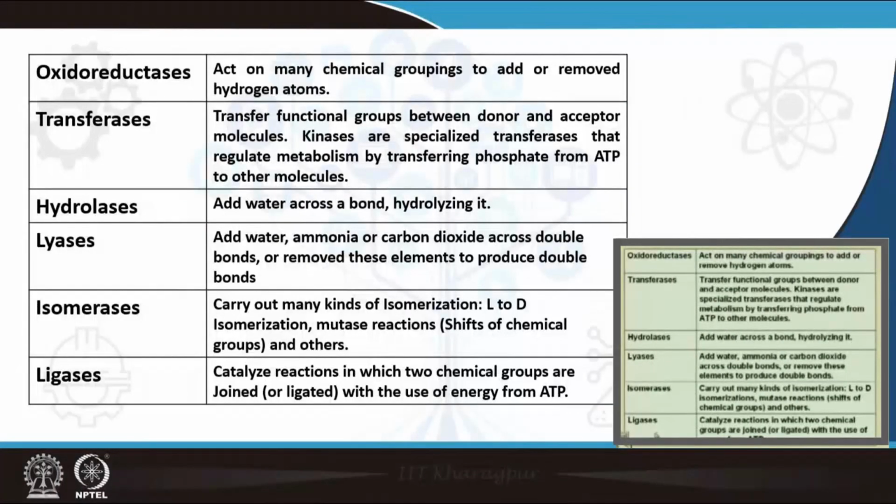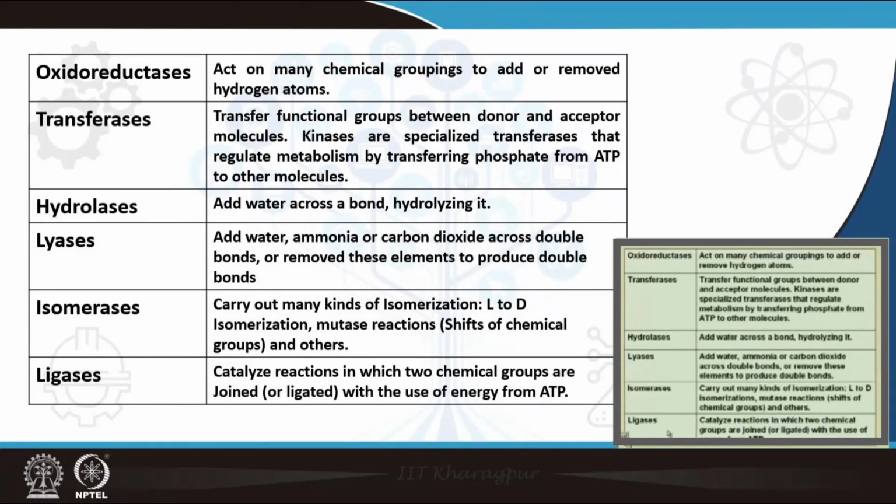Ligases. What does ligation mean? Linking together, right? So a ligase would catalyze reactions in which two chemical groups are joined or ligated with the use of energy from ATP. So a ligase would catalyze a reaction where there would be chemical groups that are joined together. Okay? So these are the 6 different classes of enzymes that are used, we will see later on, in what is called universal enzyme classification.